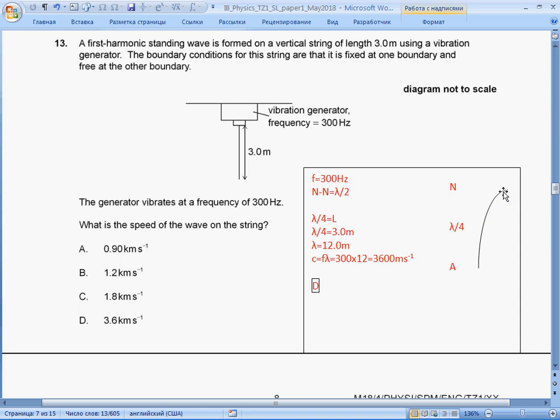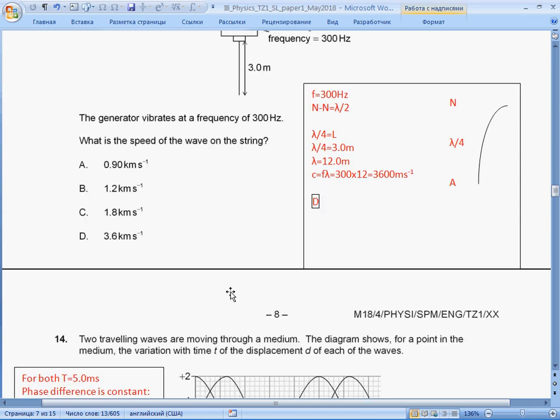So the fixed end is a node, the open end is an antinode. Distance between node and node is half lambda. Then between node and antinode it is a quarter of lambda. So a node is not moving, an antinode is moving with maximum amplitude. So a quarter of lambda equals the length of the string. So it is 3, so lambda is 12. To find speed we use the wave equation. It is frequency times wavelength, so we get 3600 meters per second. We turn it into kilometers per second, and we get answer D.